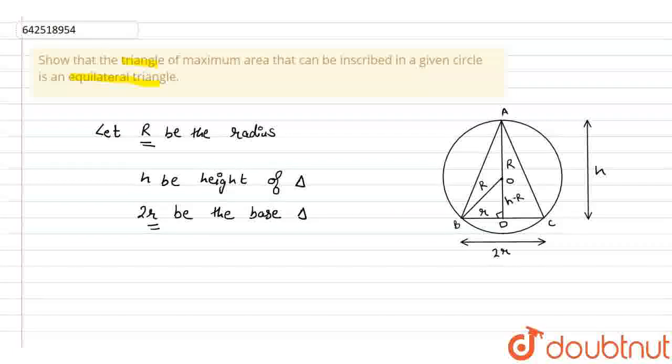So we let AD be the height, and it is perpendicular to BC. Therefore, BD will be equal to BC divided by 2, that will be equal to r.